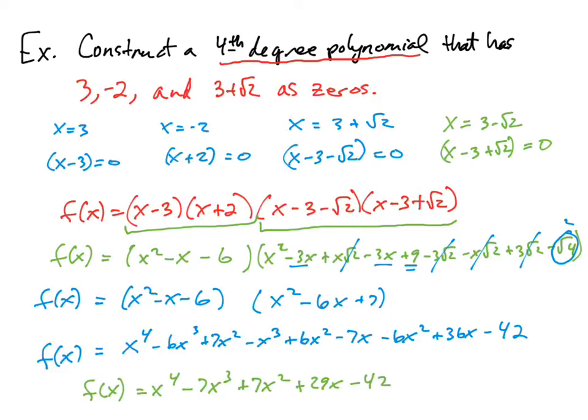Okay, so when we multiply this out and combine all of our like terms, we get f of x equals x to the 4th minus 7x cubed plus 7x squared plus 29x minus 42.